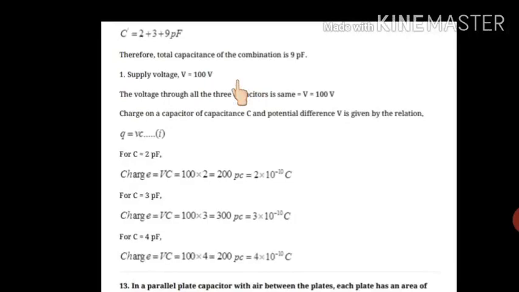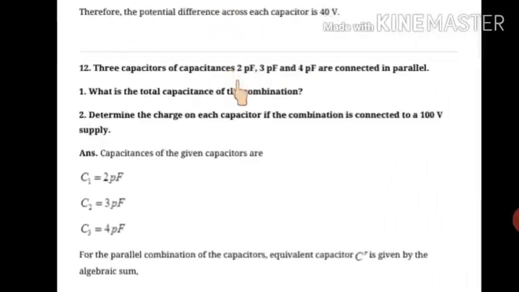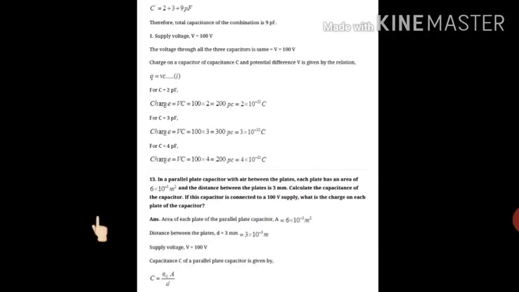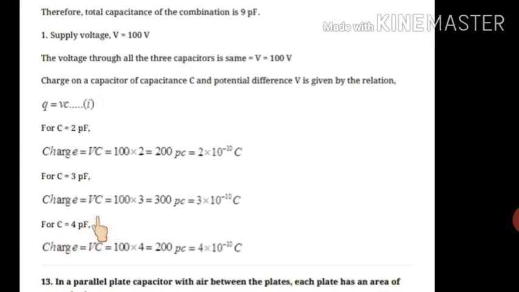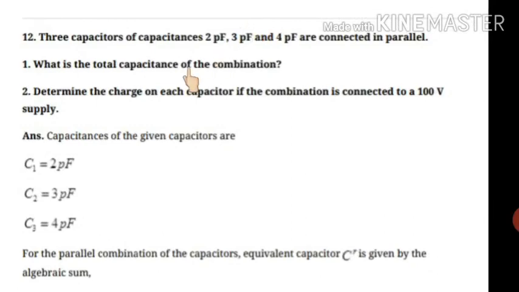We know that for parallel combination, the total capacitance will be given by C1 plus C2 plus C3. So 2 plus 3 plus 4, that is 9 picofarad will be the answer. So the total capacitance of the combination will be 9 picofarad. So I think this is clear. Now what is the second part of the question? Determine the charge on each capacitor if the combination is connected to a 100 volt supply.